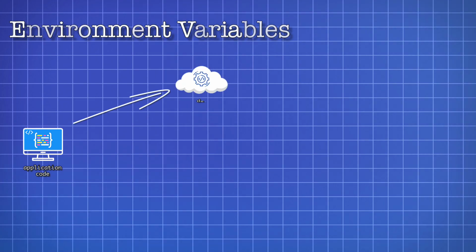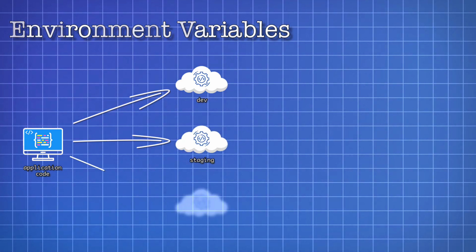For example, a dev environment for continuously deploying our code, staging, which is a replica of production for testing before production deployment, and of course, production, which is the instance of our application used by our commercial clients.